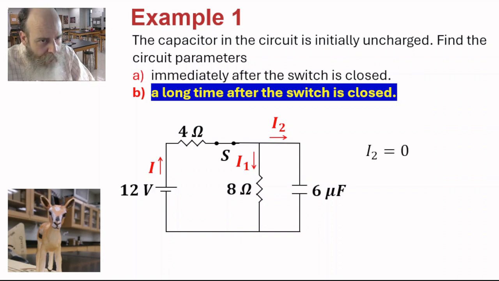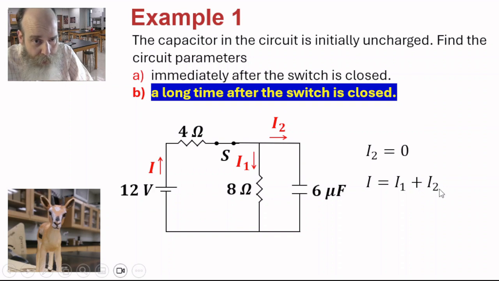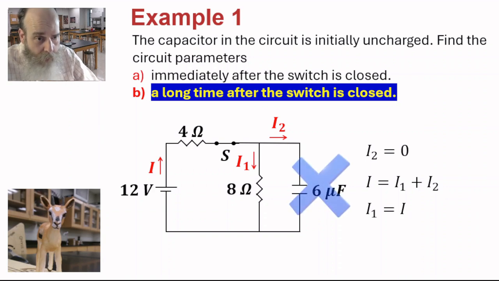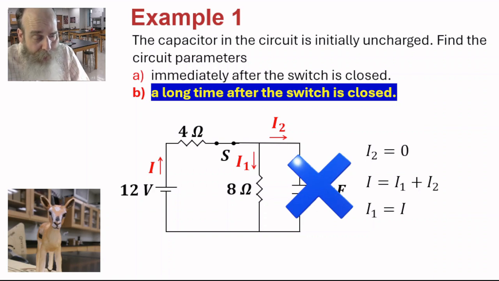After a long time, as we saw earlier, the current through the capacitor is 0. So I2 equals 0. Applying Kirchhoff's junction rule at this junction, current in I equals the current coming out, I1 plus I2. Since I2 is 0, we find that I1 equals I. Now, we can just get rid of that capacitor. It really can be considered an open circuit.